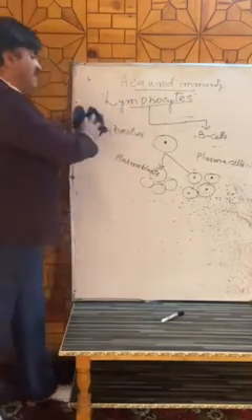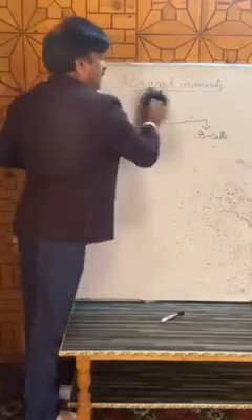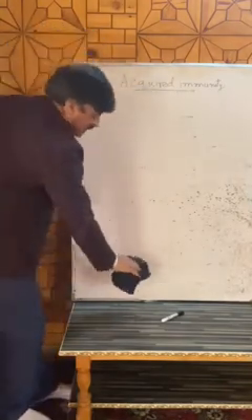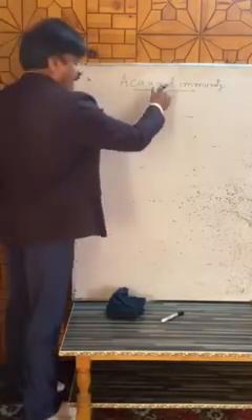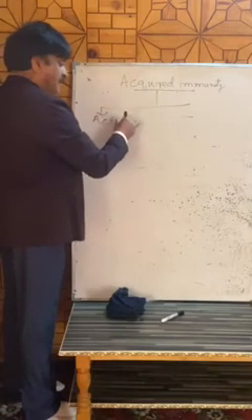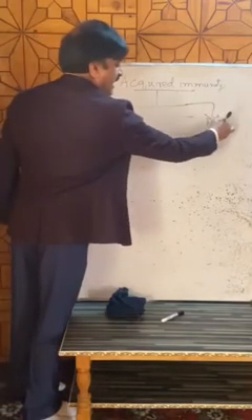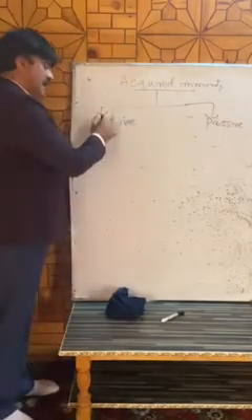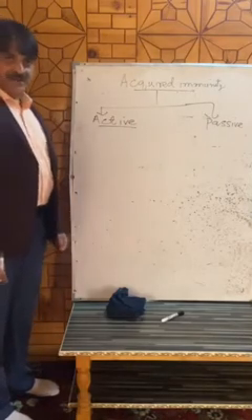Besides that, let us recall acquired immunity. So far as acquired immunity is concerned, it has been further differentiated into two types. Acquired active immunity and acquired passive immunity. Or we can say acquired direct immunity and acquired indirect immunity.